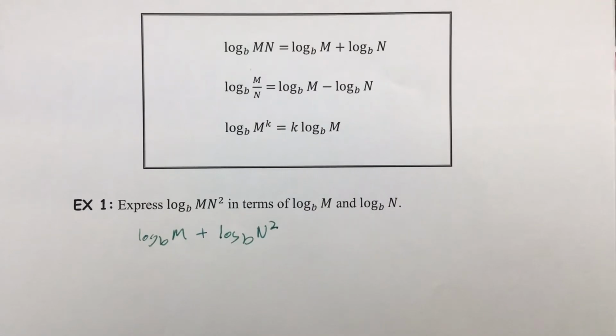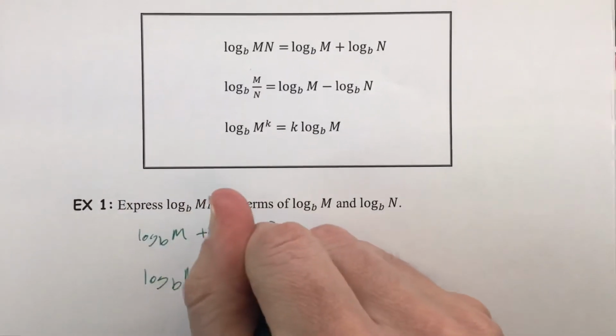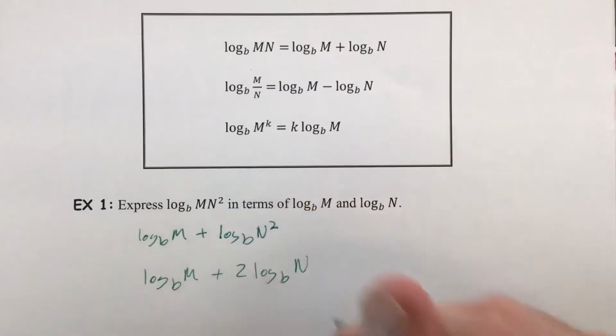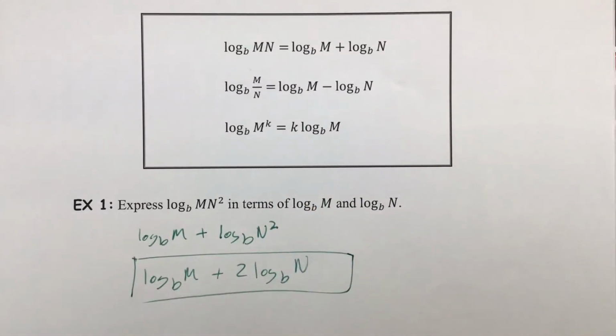And I'm halfway there. This I like. Over here, I do need to deal with that 2. So using the power rule, what I can do is take that 2 and move it out front. And it's just going to sit right in front of that logarithm. So we get log base b of M plus 2 times log base b of N. And that's it.